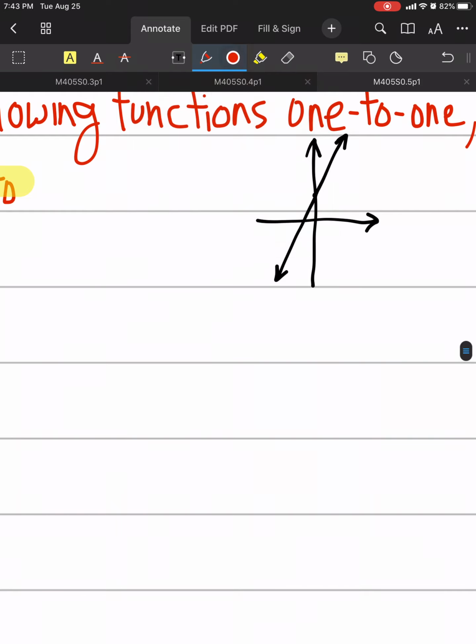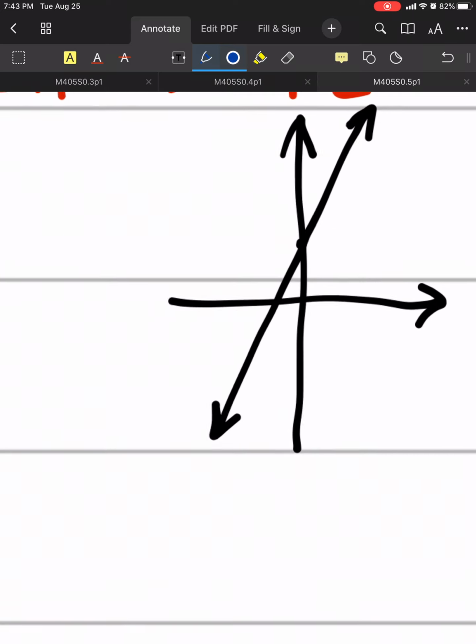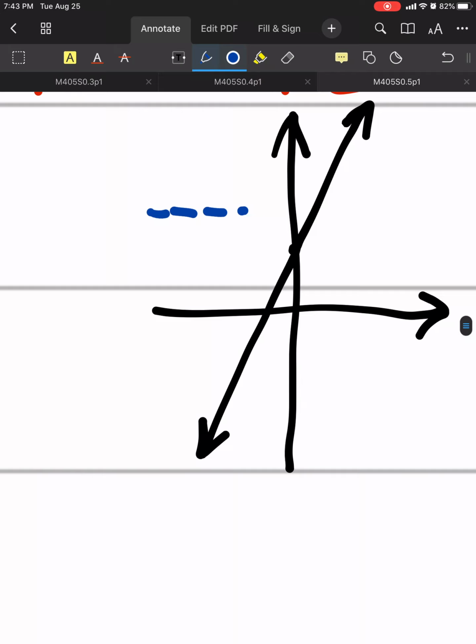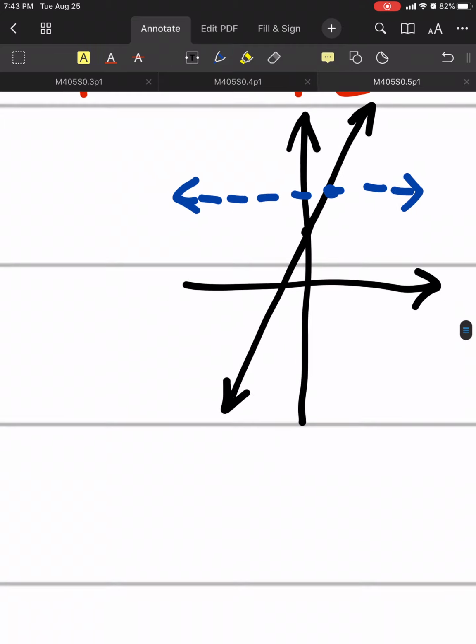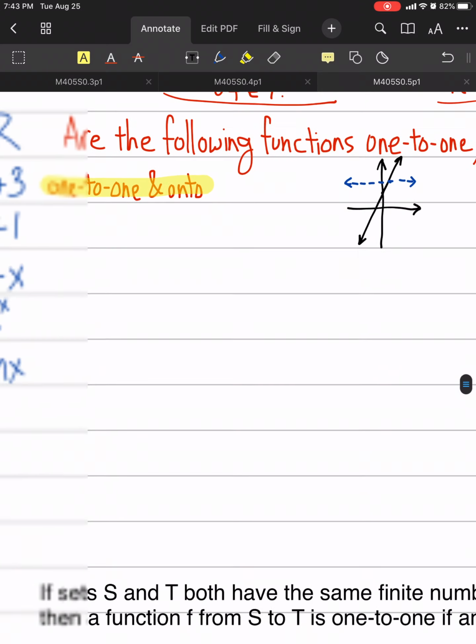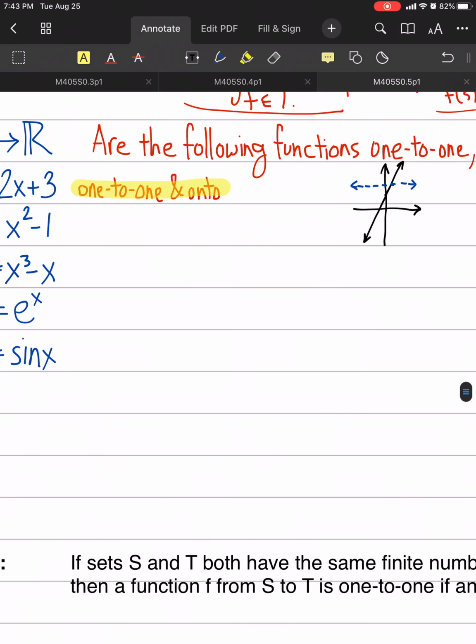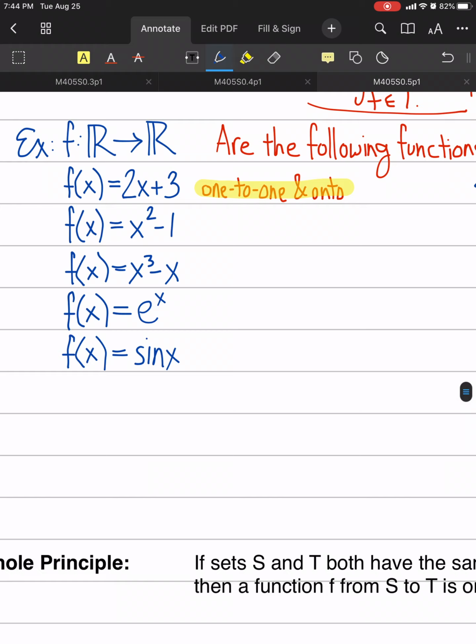Let's do one quick example here. So I draw that horizontal line. It touches the graph right here. I can move that line up and down. It doesn't change how many times it touches that line. It always touches it exactly once, never more than once, and it never fails to touch it at all. So this one is both one-to-one and onto.